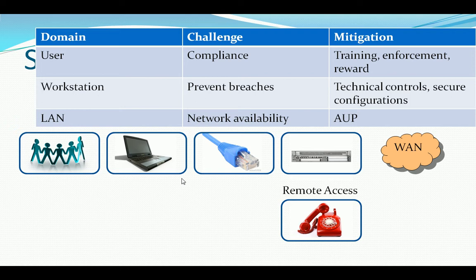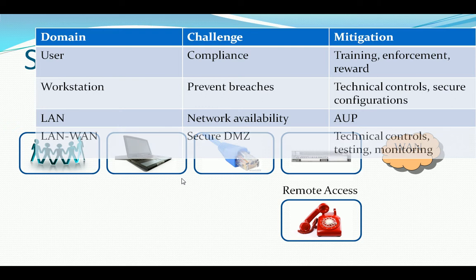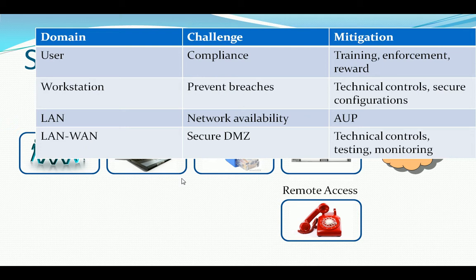And we'll talk more about acceptable use policies in another unit. We'll get into much more detail. And again, that also could apply to the user domain. That's obviously something that users have to be aware of, the AUP. Then we have the LAN-WAN domain. So the LAN-WAN domain is obviously where the DMZ would normally be. So the challenge is to secure that DMZ. And how do we do that?